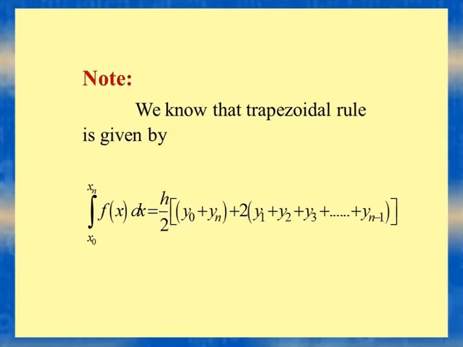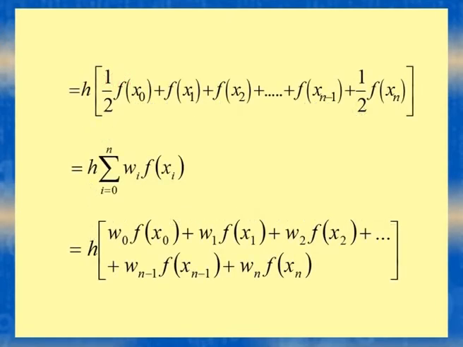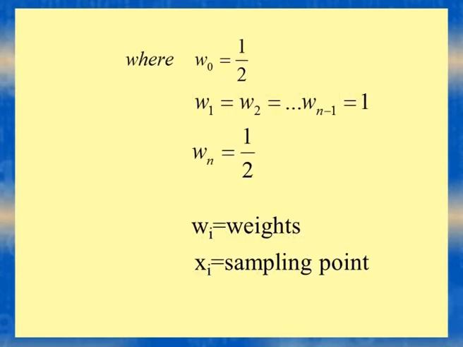Okay. We know that the trapezoidal rule is given by integral x naught to xn f of x dx is equal to h by 2 times the sum of first and last ordinate plus 2 times the remaining. You can see the weightages. So, 1 by 2 f of x naught plus f of x1 plus f of x2 etc. plus f of xn minus 1 plus 1 by 2 into f of xn. So, here h into summation i is equal to 0 to n wi f of xi. You can see the weights are w0, w1 etc. up to wn with the corresponding abscissa as x0, x1 etc. up to xn. For the trapezoidal rule in particular, w0 is equal to 1 by 2 and wn is equal to 1 by 2, w1 to wn minus 1 is 1.